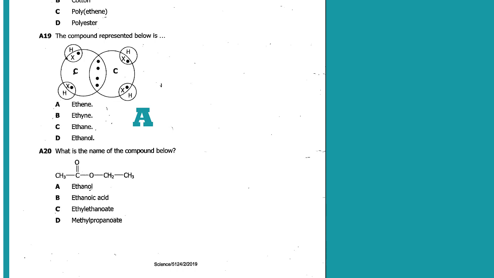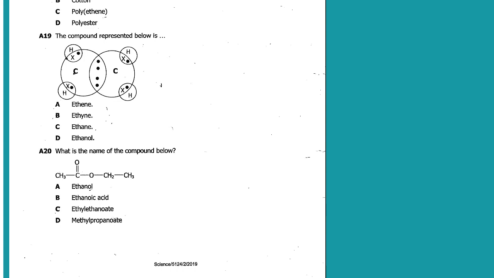The next, we see that we have a double bond between carbon atoms. We can tell by the number of electrons, which we have 4 electrons. One bond, 2 electrons, another bond, 2 electrons. So that's a double bond. So our answer, A, ethene. Ethane is a single bond. Ethyne is a triple bond. So our answer, A, ethene.